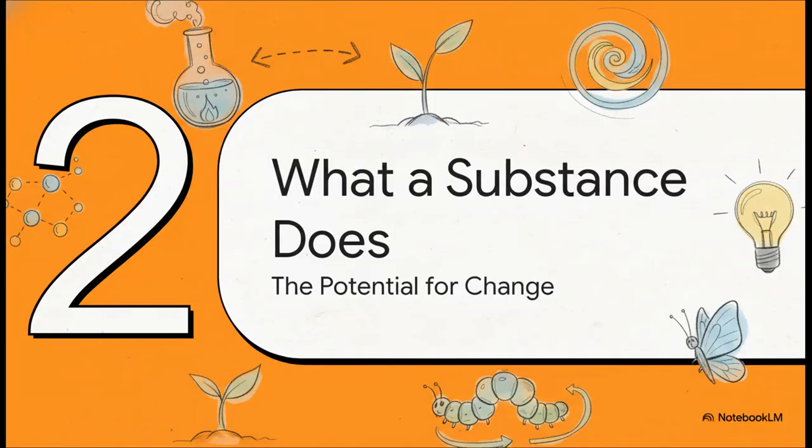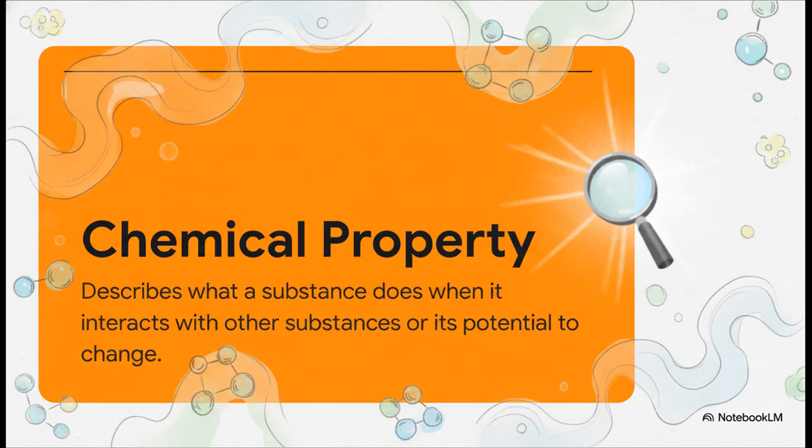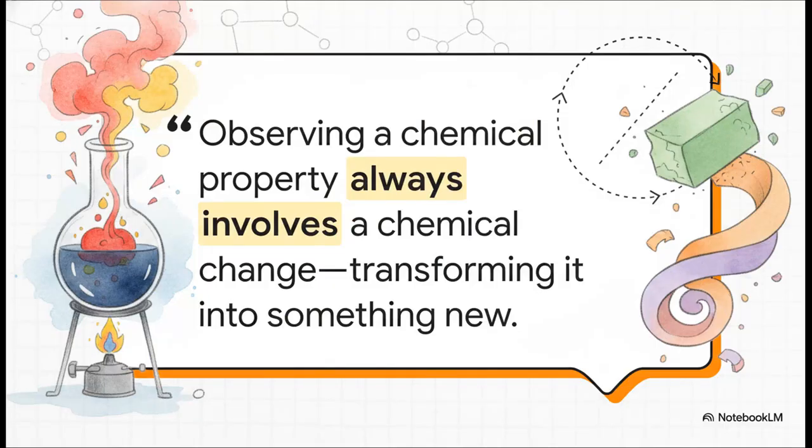All right, now for the main event. Let's get into the really cool part, what a substance does. We're talking about its incredible potential for change. So here's the official scoop from the source material. A chemical property is all about how a substance reacts when it comes into contact with other things. It's a description of its power to undergo a complete and total change. Now this is the most important takeaway. To even see a chemical property, you have to cause a chemical change. And that means the original stuff is gone. It's been transformed into something totally new. And here's the kicker. You can't go back.